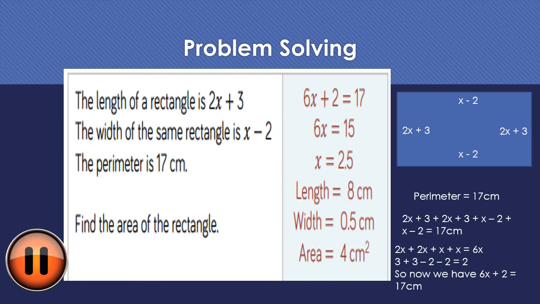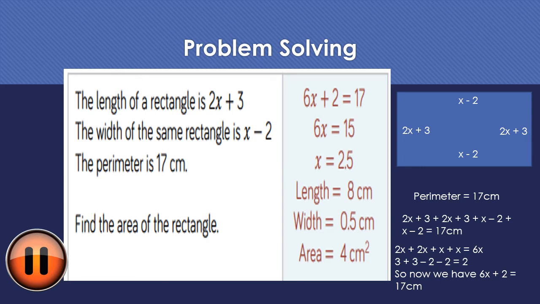So now we've simplified it, we can use the method that we have been doing throughout this lesson to help us. We'll do 17 minus 2. So instead of adding 2, we do minus 2. 17 minus 2, which is 15. So now we know 6x is equal to 15. And then we need to do some division to help us find the value of x. So 15 divided by 6.